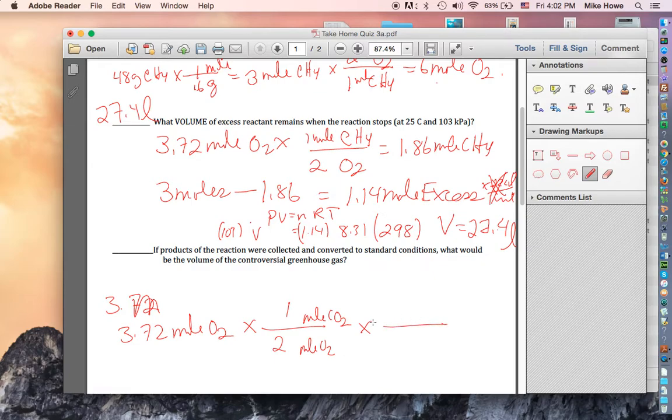And then you want to find the volume of that gas. So can you use this 22.4? Yes, because it says you're converting it to standard conditions. So since it says standard conditions, then we can use the 22.4 liters per mole. So 3.72 times 22.4, then divided by 2 equals 41.7. So 41.7 liters.